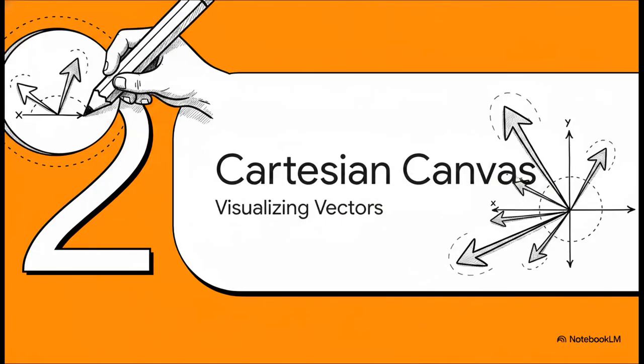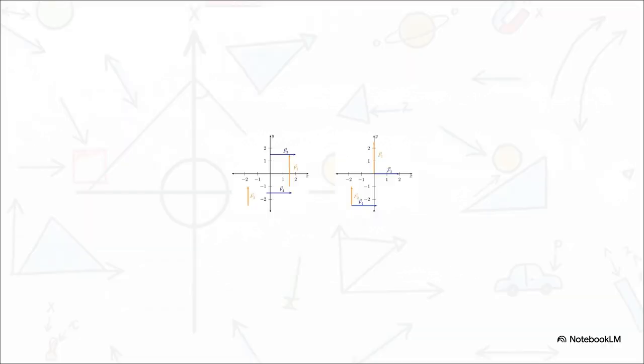Moving right along to part 2. The Cartesian canvas, visualizing vectors. Now, when you step up from grade 10 to 11, the game changes a bit because we drop these vectors onto a 2D Cartesian plane. We can actually map these forces right onto the x and y axes.